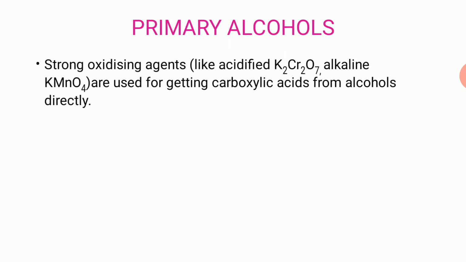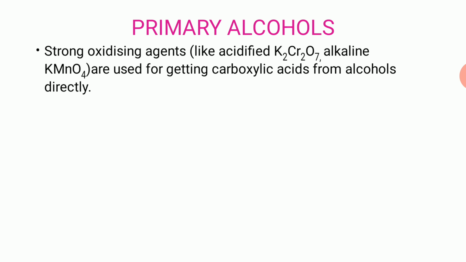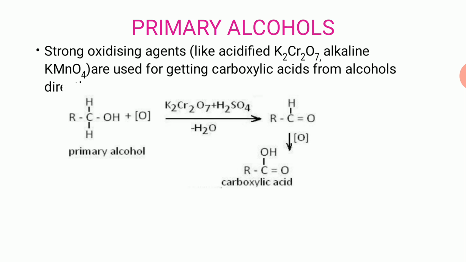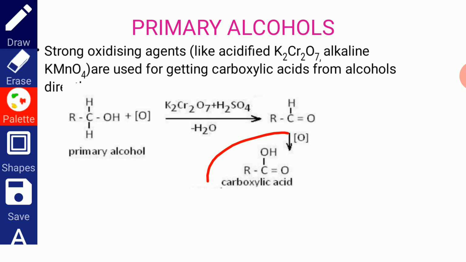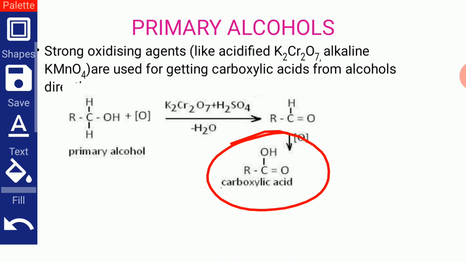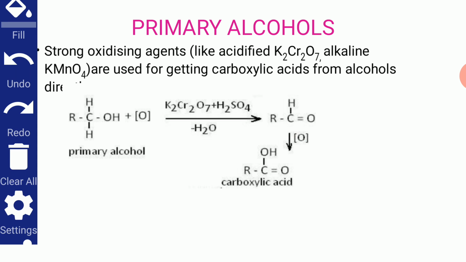Talking about the oxidation of primary alcohols. The primary alcohols upon oxidation with a strong oxidizing agent will always give the carboxylic acid. I repeat, oxidizing the primary alcohols with a strong oxidizing agent like acidified potassium dichromate or alkaline potassium permanganate will yield the carboxylic acid.